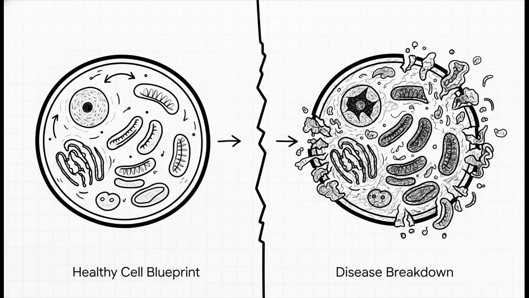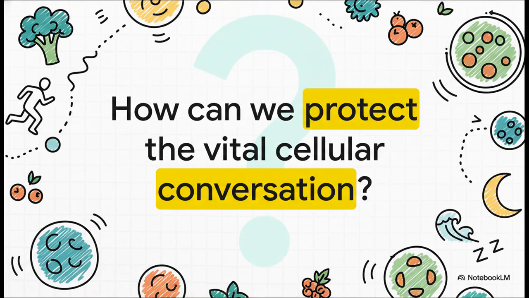So it all comes down to this. You simply can't understand the breakdown until you understand the blueprint. Every single disease process is, at its very core, just a deviation from the normal, incredible function of a healthy cell. And that leaves us with one last really big thought. We've just seen how the health of our entire body hinges on this constant, incredibly complex cellular conversation. So the real question for all of us is, what are the best ways to protect it and keep our own cellular factories running smoothly for as long as we can?